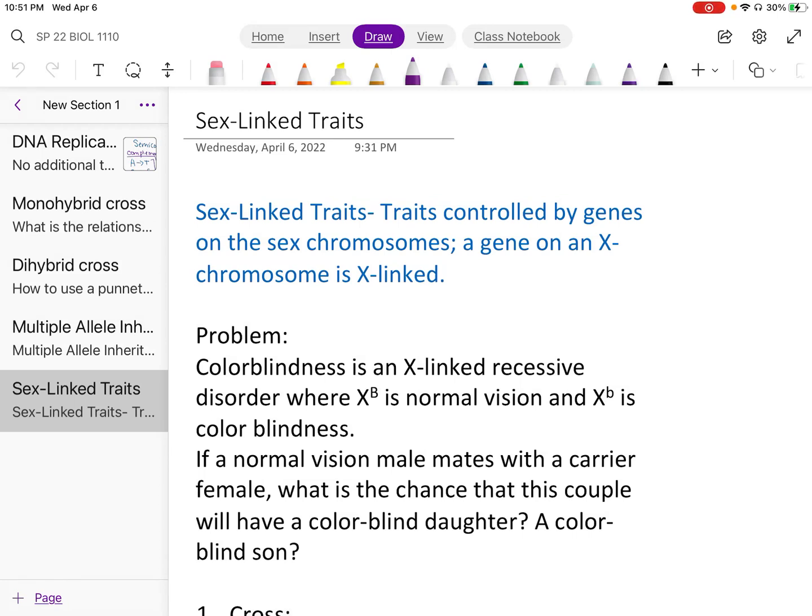So now we're going to talk about sex-linked traits. These are traits controlled by genes on the sex chromosome, and a gene on an X chromosome is called X-linked. The best way to go about this is just to do a problem.